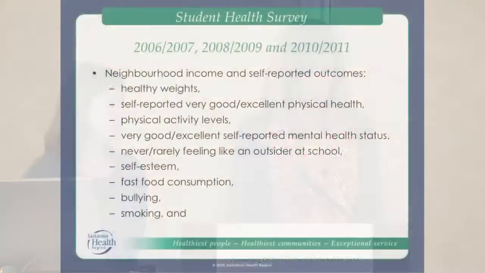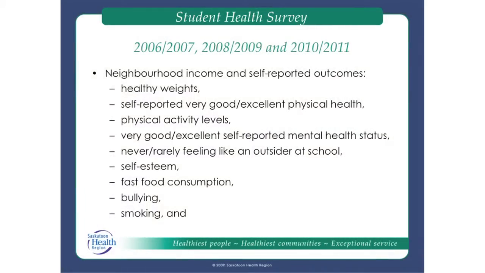So as I said, the Student Health Survey is a tool that we use within the PHO, and it collects a lot of behavioral data that I think many of you would be interested in here. It examines the health of students from grades 5 to 8, and so far we've administered it over 3 time periods. The bottom line is that this survey has shown that there are significant and sometimes startling differences according to the neighborhood school that you attend. So if your school is in a deprived neighborhood, based on the quintiles of deprivation, then you are more likely to not have healthy weights, to not have very good or excellent physical health, to have lower physical activity levels, etc.